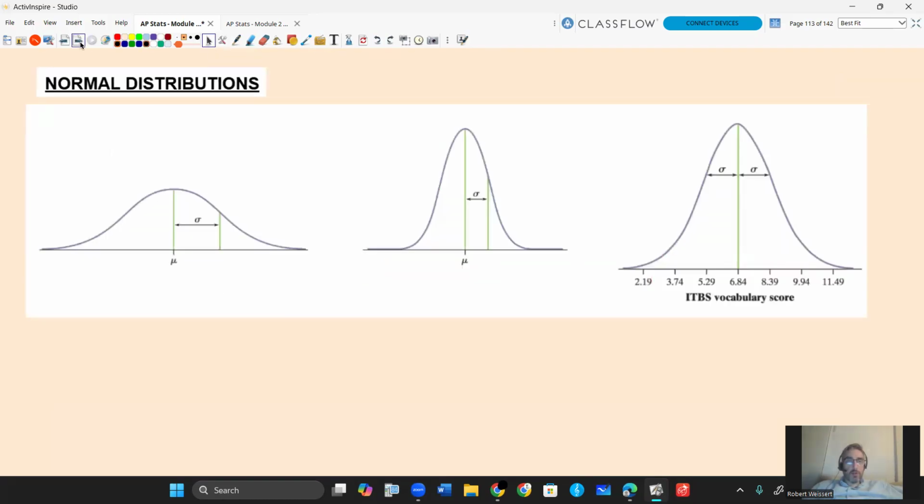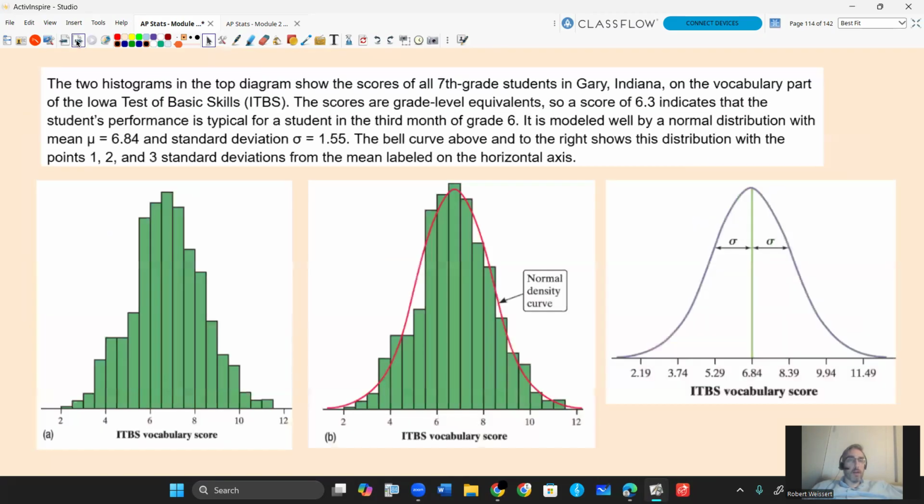So if we look at this distribution here, the scenario is the following. This is talking about scores for seventh grade students in Gary, Indiana on the vocabulary part of the Iowa Test of Basic Skills, ITBS. The scores are grade level equivalents, so a score of 6.3 indicates that the student's performance is typical for a student in the third month of grade 6. It's modeled by a normal distribution with a mean of 6.84 and a standard deviation of 1.55.